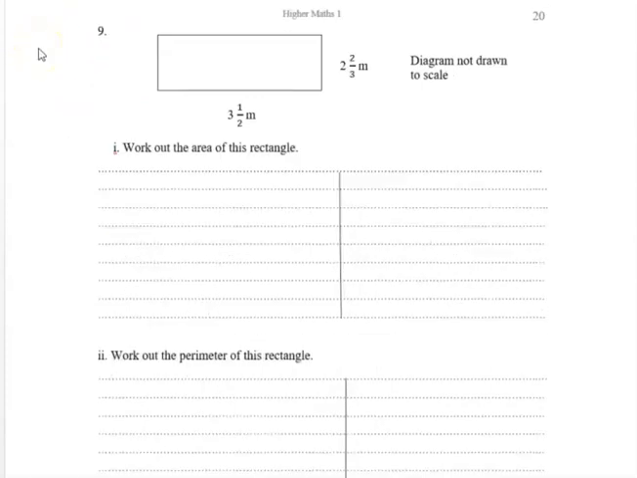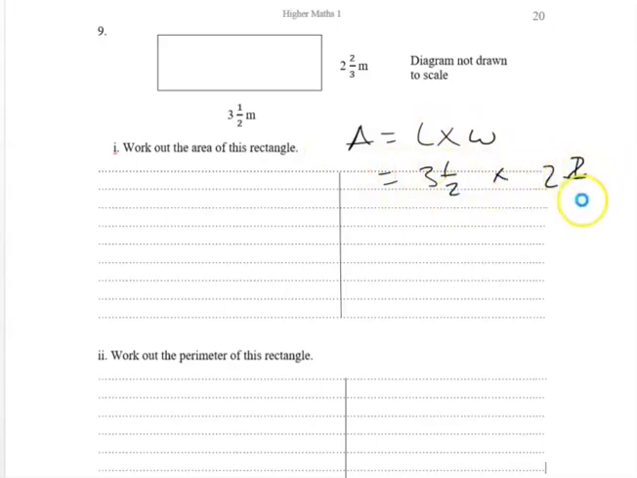Question number 9. So work out the area of this rectangle. Now to work out area, all you have to do is multiply the length and the width. So area equals length times width. So that's going to be 3.5 multiplied by 2 and 2/3.